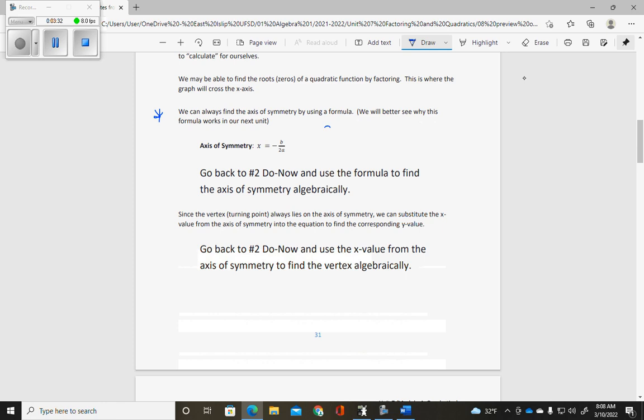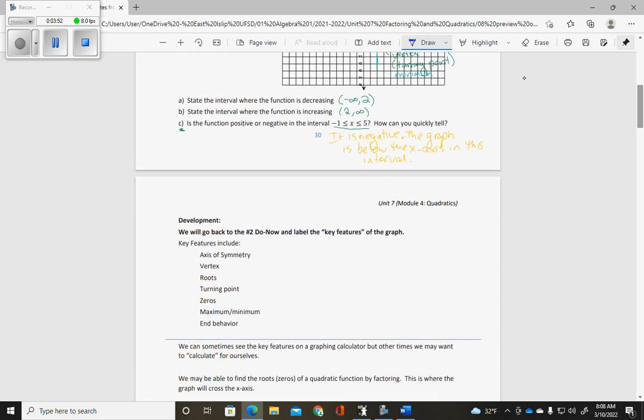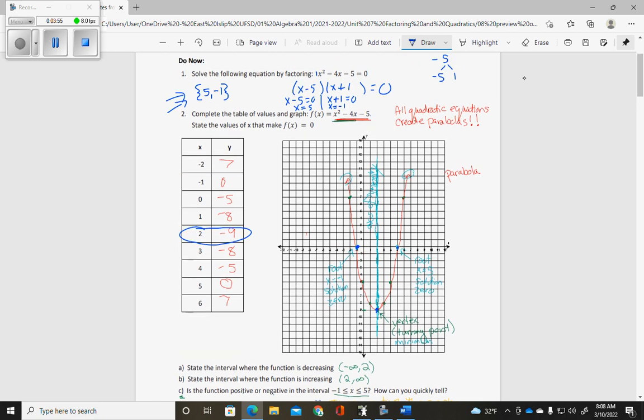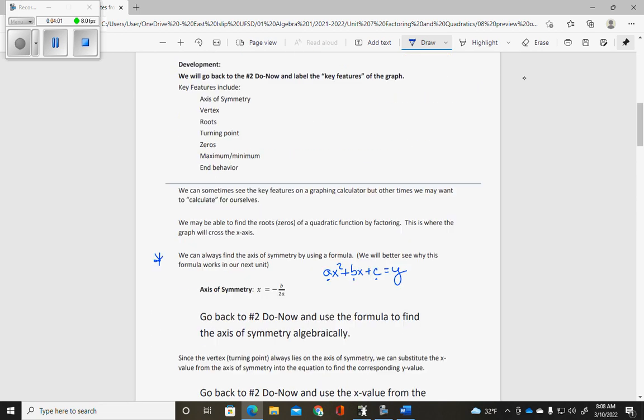So remember, all quadratic equations should be written in standard form, which is ax squared plus bx plus c, right? And right now, since we're graphing it, it equals y, and we just need to know our a, b, and c from our do now. So the do now was y equals x squared minus 4x minus 5. I'm just going to write that down here. y equals x squared minus 4x minus 5. So our a is 1, our b is negative 4, and our c is negative 5.